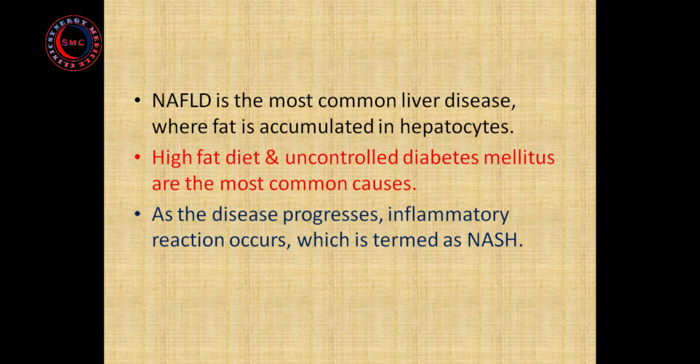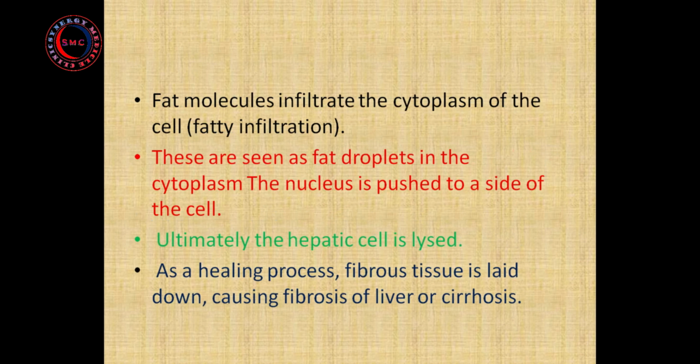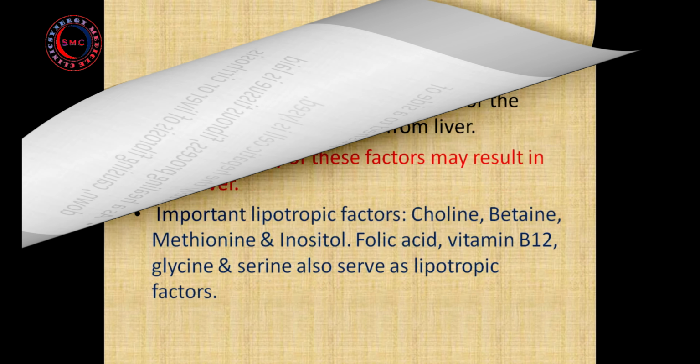As the disease progresses, inflammatory reaction occurs, which is termed NASH. Fat molecules infiltrate the cytoplasm of the cell. Fatty infiltration is seen as fat droplets in the cytoplasm. The nucleus is pushed to a side of the cell. Ultimately, the hepatic cell is lysed. As a healing process, fibrotic tissue is laid down, causing fibrosis of the liver or cirrhosis.